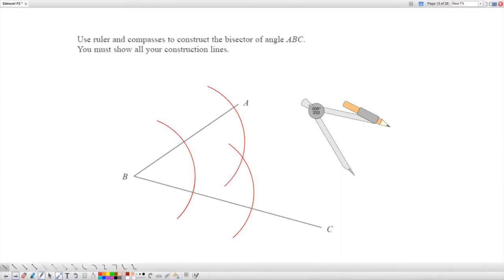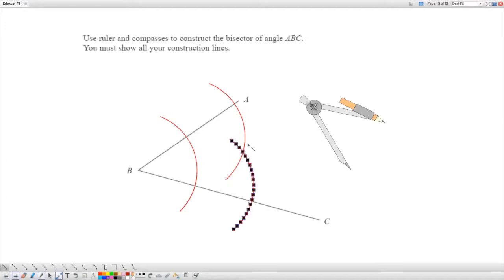Taking your ruler, you are going to connect the crossing point here with the vertex here of the angle where B is. And that there is bisecting this angle, cutting the angle into 2 equal sections. Don't rub anything out because these lines and curves here count as your working out, where it says you must show all of your construction lines.